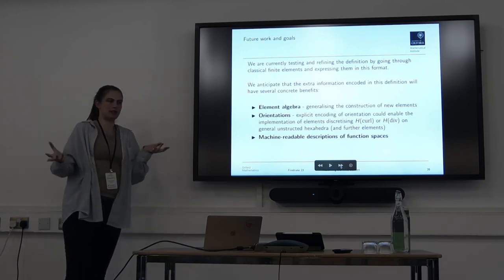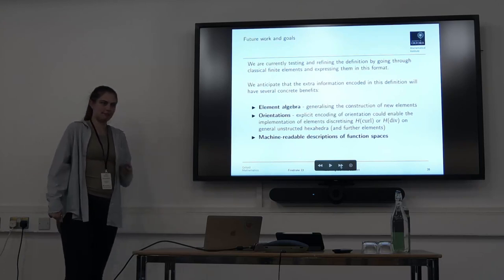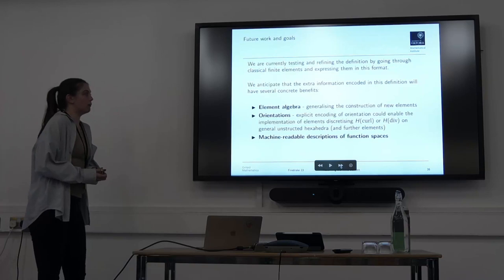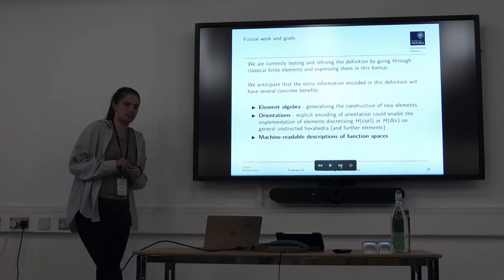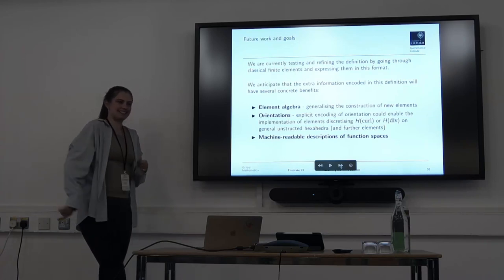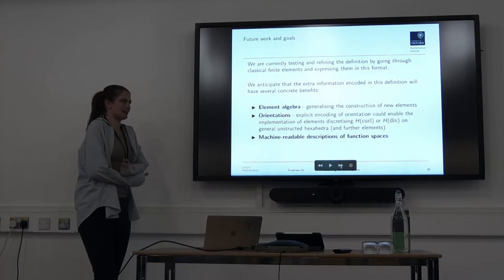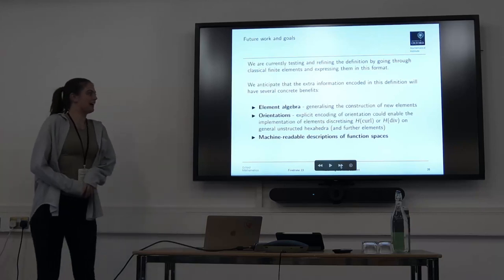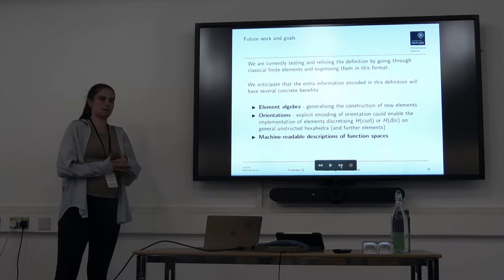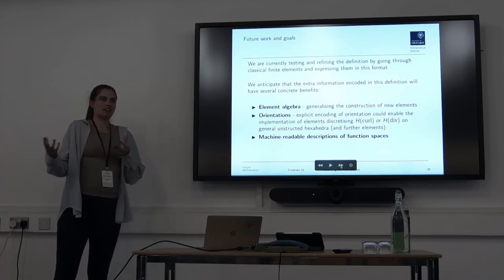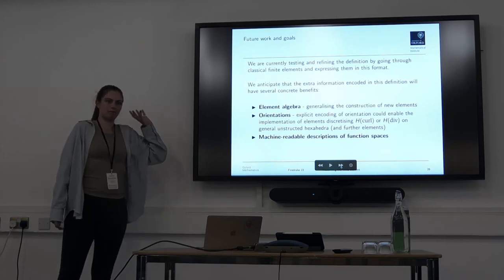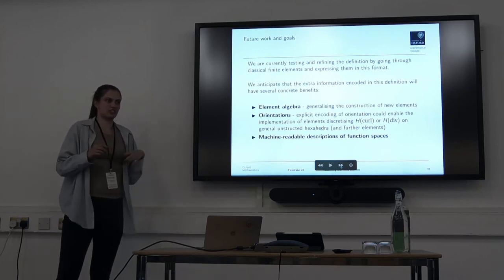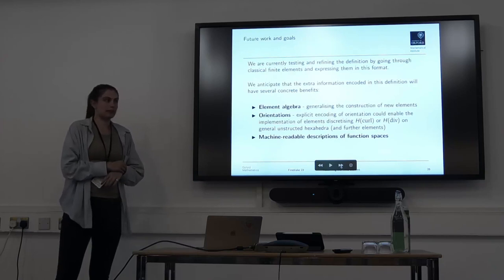One of them is element algebra, making sure we can actually create elements in all the ways that mathematically you can create elements, and that the definition incorporates all of that, and there's rules for how you combine it. We want to be able to explicitly encode orientation, which is what the third group in the tuple does, that I omitted slightly. Making sure that will enable us to implement elements that discretize HCurl and HDiv. And finally, I mentioned this one earlier, the machine readable descriptions of function spaces. If you have that, it enables you to save and load meshes much more efficiently and more software independently, if they can just understand the general definition rather than every visualization software needing to understand how your element works separately.